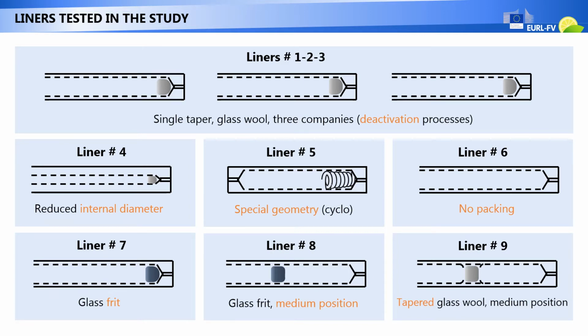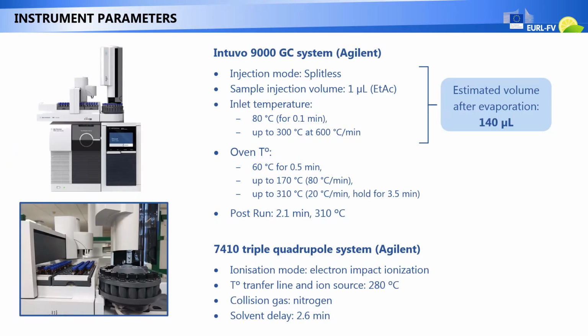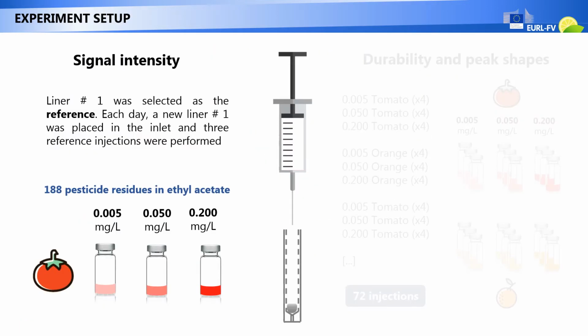As regards the instrumental parameters, the analyses were performed on an Intuvo 9000 coupled to a 7410 triple quad. The inlet parameters are the most significant for this study, and specifically the total volume of sample after the evaporation. It was calculated to be 140 microliters, which is much lower than the reported maximum capacity of all liners. Regarding the experimental design, there were 9 consecutive days of injections, each one with a different liner.